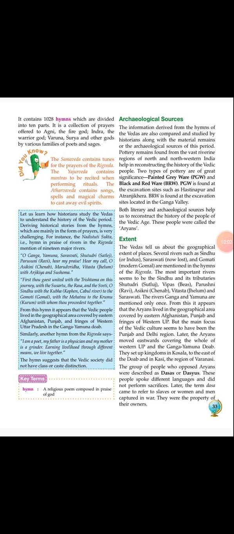But the main focus of the Vedic culture seems to have been the Punjab and Delhi region. It means the Aryans mainly lived in the Punjab or Delhi area. Later, the Aryans moved eastward, covering the whole of western Uttar Pradesh and the Ganga Yamuna Doab. As time passed, the Aryans spread in the eastern part also, and they settled in western Uttar Pradesh and the Ganga Yamuna Doab. They set up kingdoms in Kosala, to the east of the Doab, and in Kashi, the region of Varanasi.